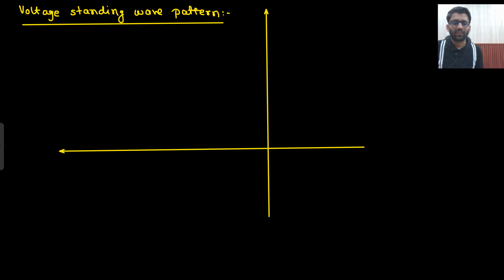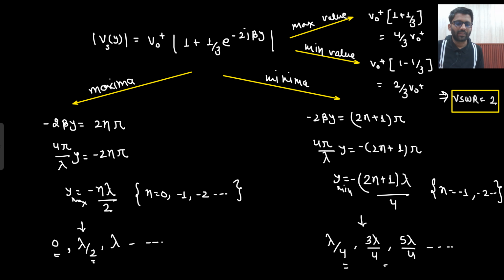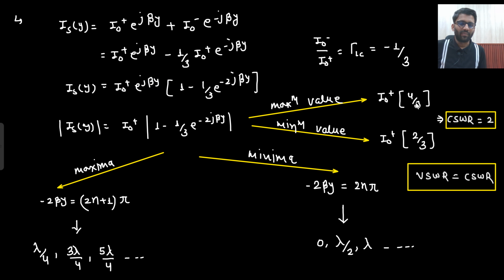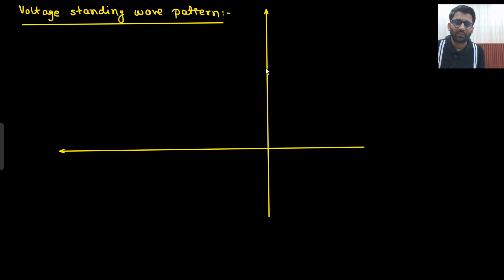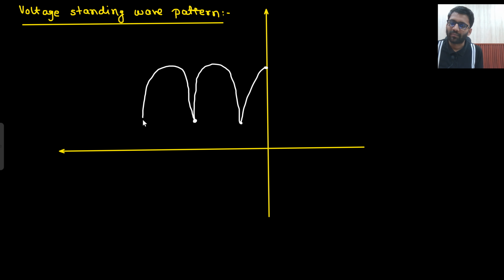So for voltage, how did we start? Initially there was maxima, and the maximum value was 4 by 3 and the minimum value was 2 by 3. Sorry, here 4 by 3 and 2 by 3, starting from maxima. So first we start from maxima, then we get minima. Now it is very tough to draw. Then again maxima, then again minima, then again maxima, then again minima, and in that manner you keep on going.